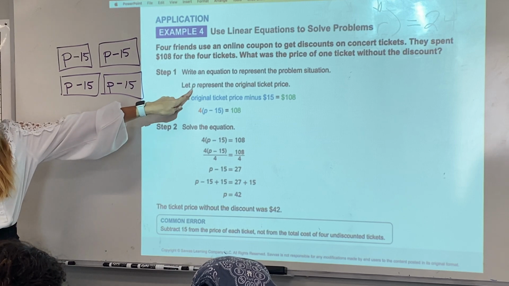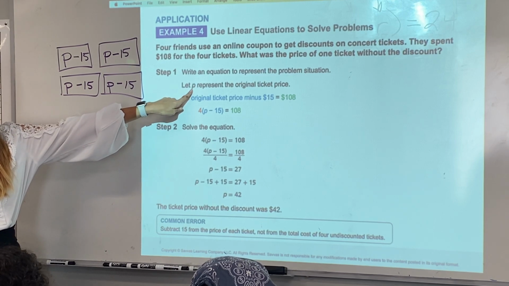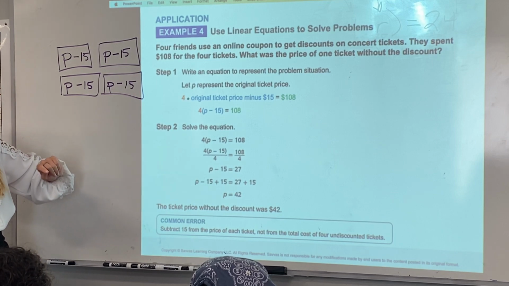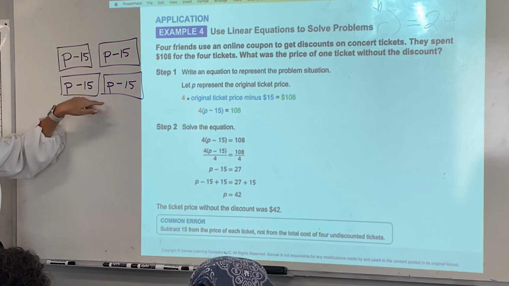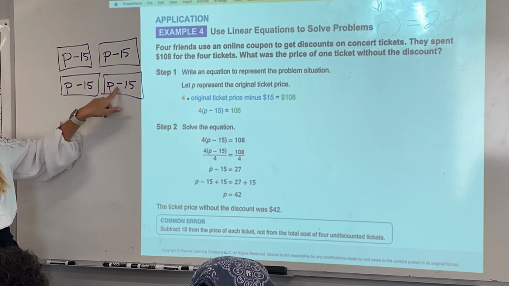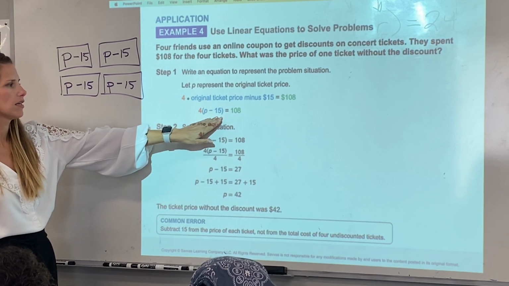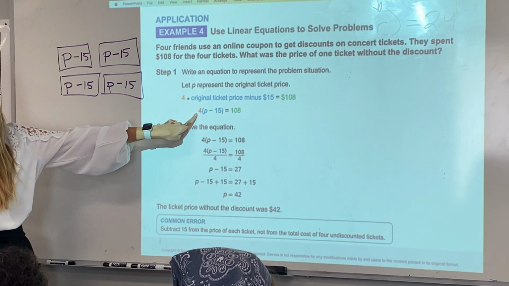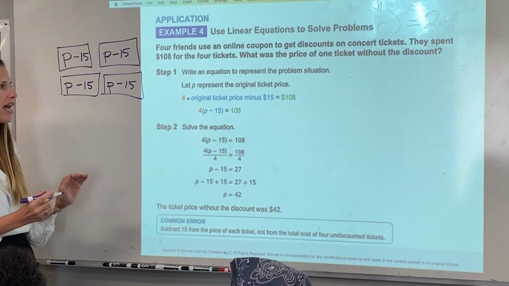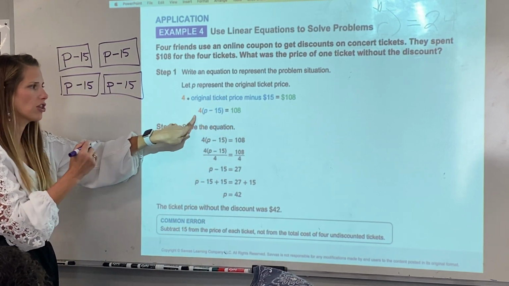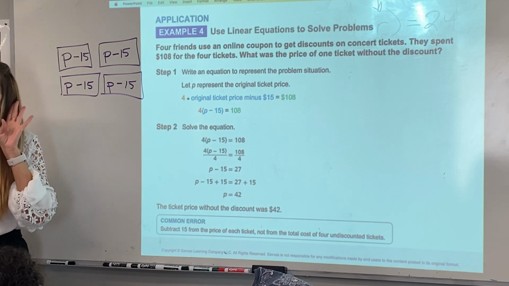We'll let P, like we said, represent the original price, because that's what we're looking for. We have 4 tickets that are all worth the original price minus 15. So we have P minus 15 4 times. And we talked about how we can write P minus 15 in parentheses next to the 4 to indicate which operation?